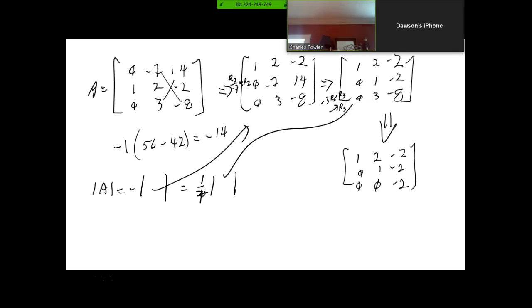Negative 2, I think, right? Okay. That makes the determinant -2. Yeah. Okay.